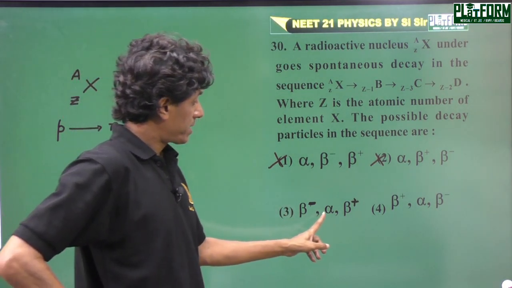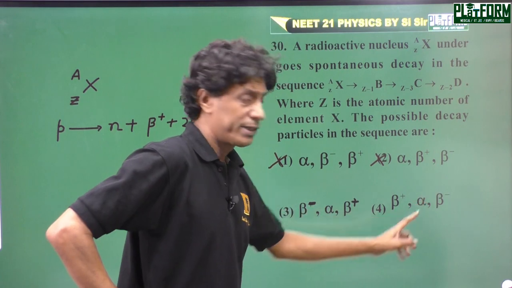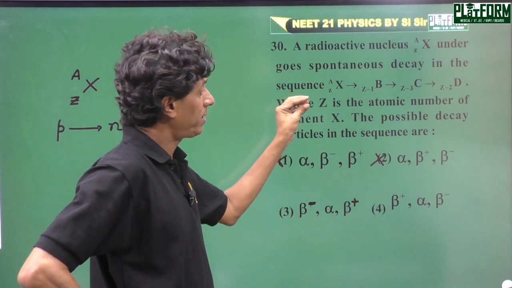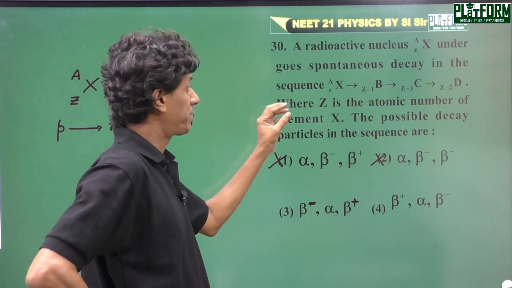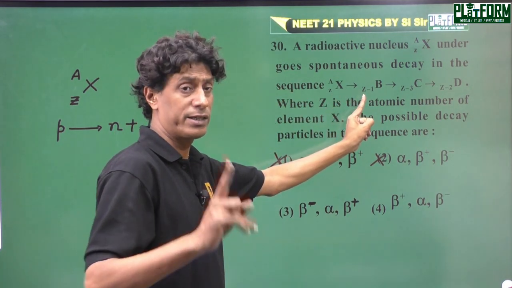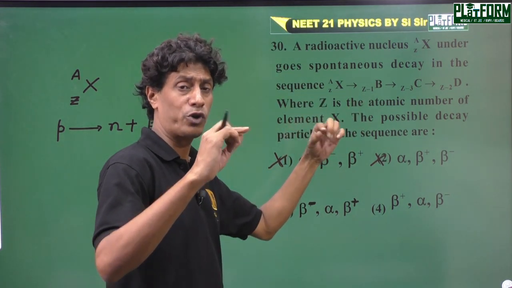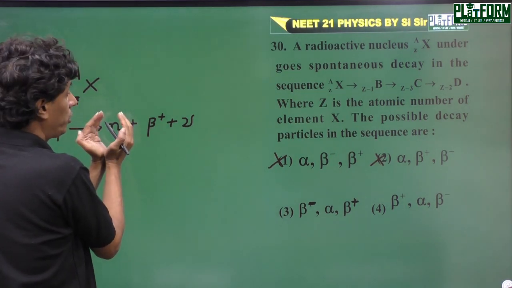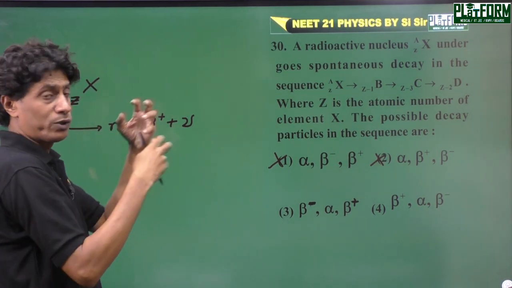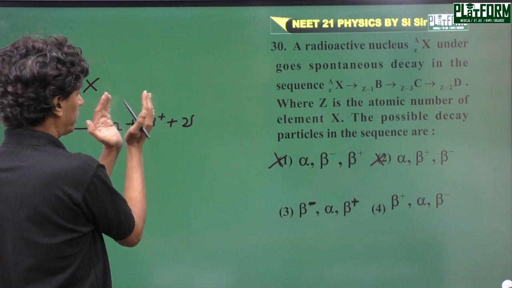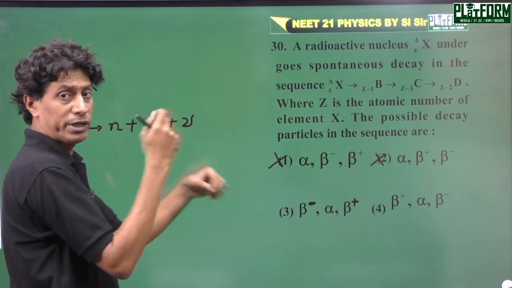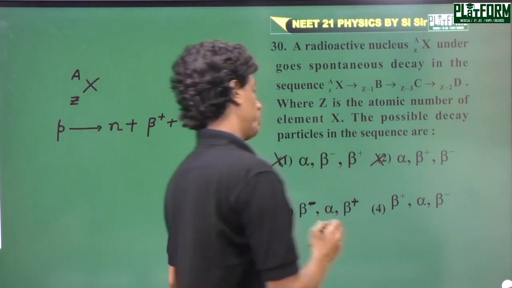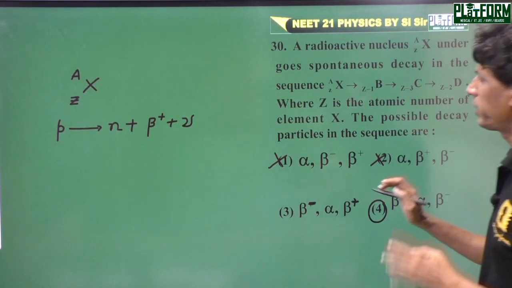Option 3, beta minus alpha, beta plus alpha, beta. So just simple conception. If we apply the simple conception, atomic number decreases by 1, that is, 1 proton converts into neutron. When 1 proton converts into neutron, the mass number of the nucleus remains same, but the atomic number decreases by 1, and we get the beta plus emission. So right option here is 4, just by checking 1.